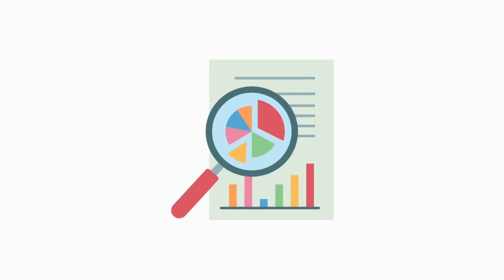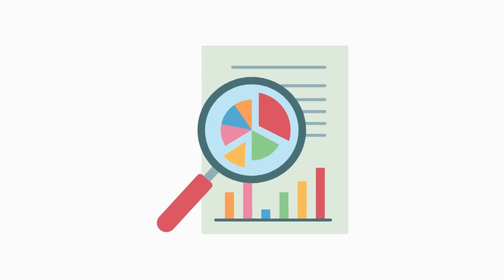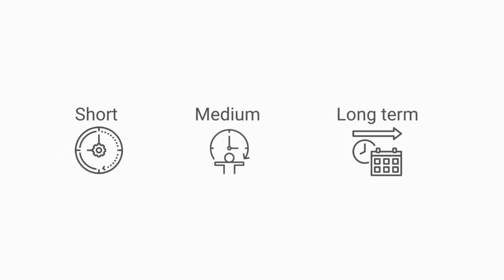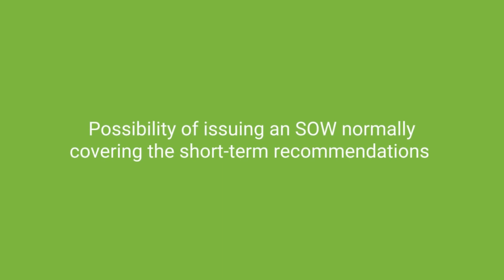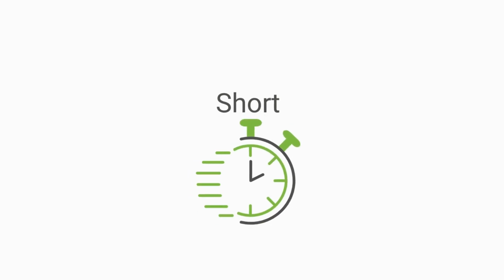The next stage is to create a comprehensive report covering all the short and medium term issues that we found and any long term recommendations. We look at all the issues, compartmentalize them into short, medium and long term, and then put them forward to you for approval. Then there is the possibility of issuing an SOW, normally covering the short-term recommendations. The short-term recommendations are the ones that are quick fixes, not much cost involved, and can be done in a couple of weeks.